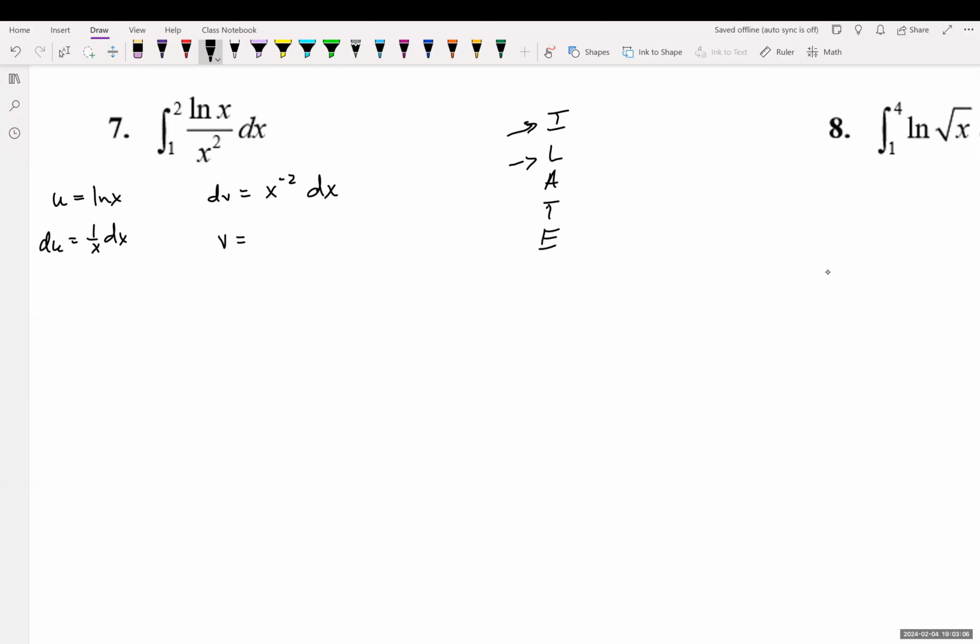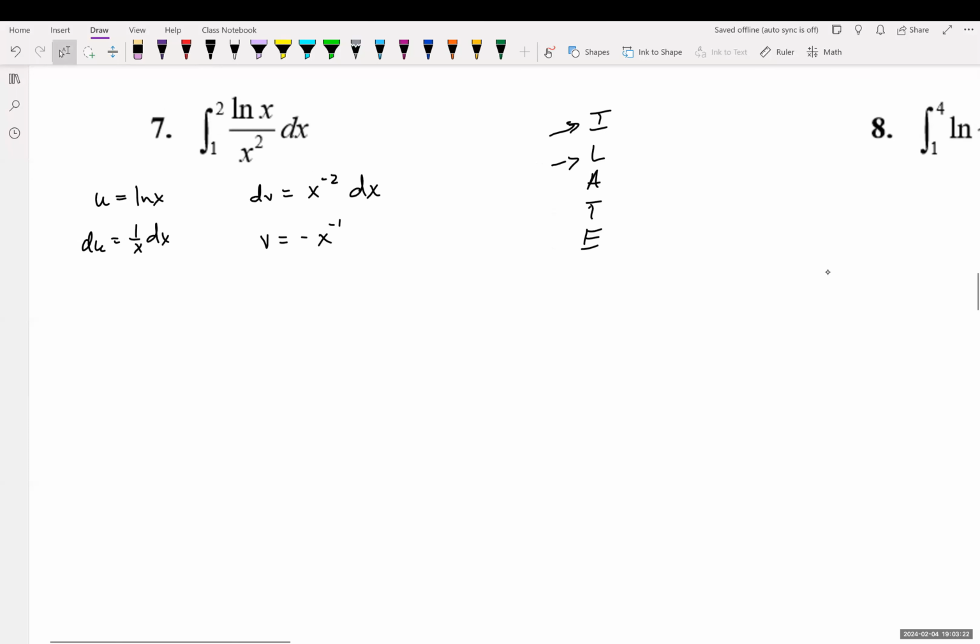V equals, we have to think, what do we have to take the derivative of to get x to the negative 2? Well, we need x to the negative 1 with a minus sign there, right? So again, pause for a moment, take the derivative. If you take this derivative, you get x to the negative 2. So we should be in pretty good shape.